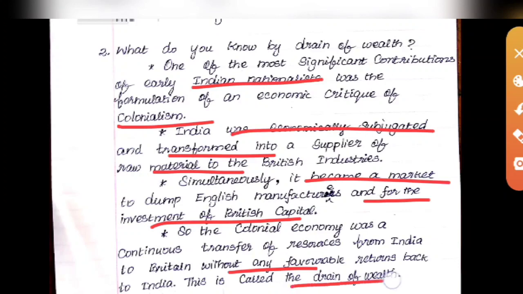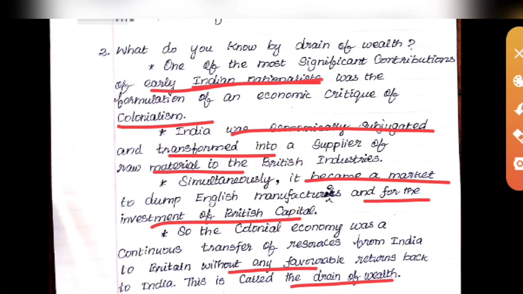So this is called the drain of wealth. Our wealth, meaning our raw materials, they were getting without giving any amount. Moreover, India acted as a marketplace: after manufacturing, they sold their goods and commodities in the same places from where they got the raw materials. So this is called the drain of wealth. Who found this out? Here it is given: the early Indian nationalists.